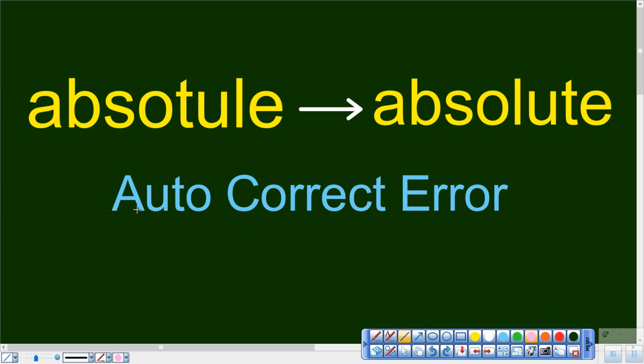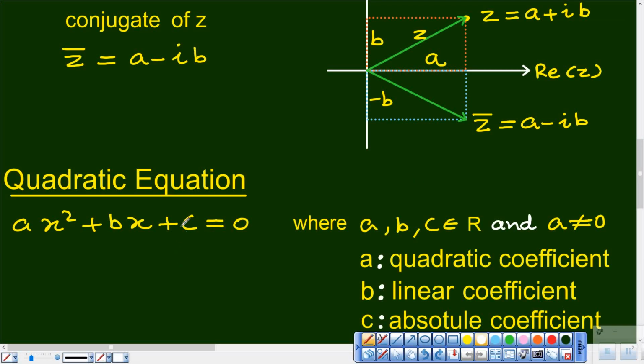Well, there is an autocorrect error, a spelling mistake. In place of this spelling, you should read this. It is absolute, it is not this. T and L are swapped. So you should read it as absolute coefficient. c is called the absolute coefficient or constant itself.